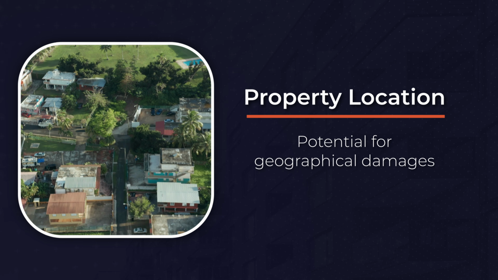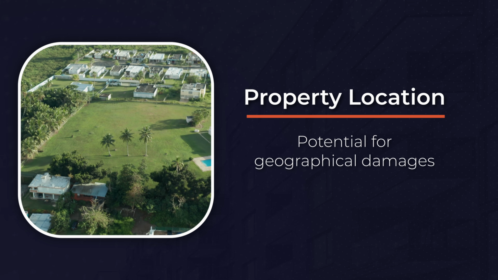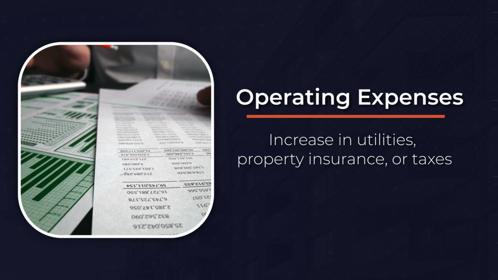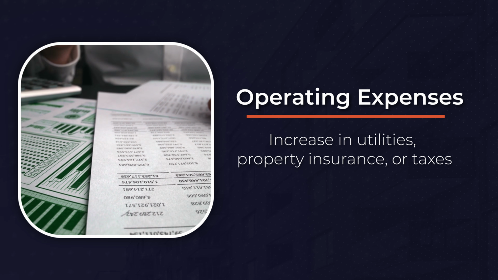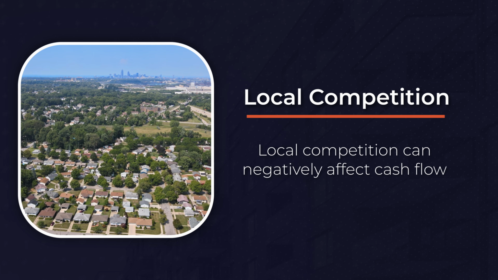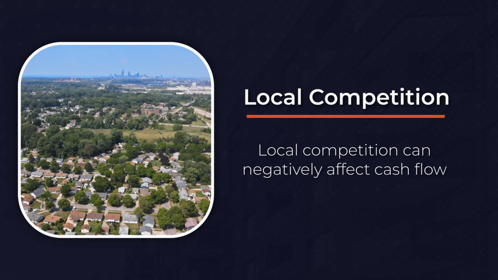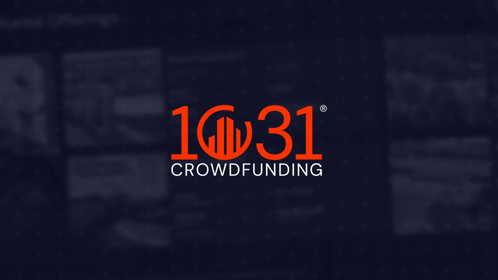Is the property in an area where it could be hit by a hurricane? Units get flooded, those units no longer can produce cash flow. That's going to affect your cash flow in that DST. In addition to that, operating expenses. If utilities go up, if property insurance goes up, that's going to affect your cash flow. Or geographic location. Does the DST and the property have a lot of competition around it? Or is there empty land where a new apartment building can be built right next door, or another senior housing facility? Well, now you're competing, right? That also can affect your cash flow.